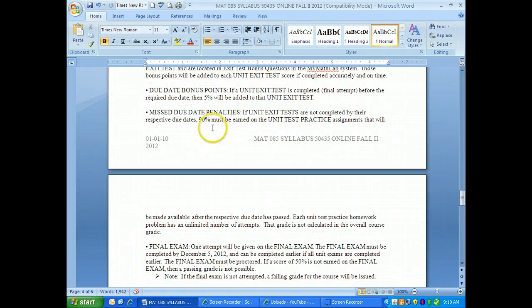Once again, if you do miss due dates, there is a unit test practice assignment that you have to do. You must make at least 90% for each of those, for each unit that you miss.